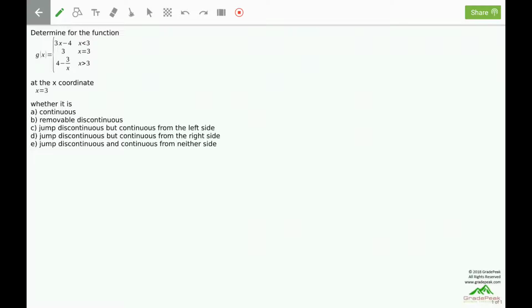Determine for the function g of x equals 3x minus 4 for x is less than 3, 3 for x equals 3, and 4 minus 3 over x for x is greater than 3, at the x-coordinate x equals 3, whether it is parts a through e.